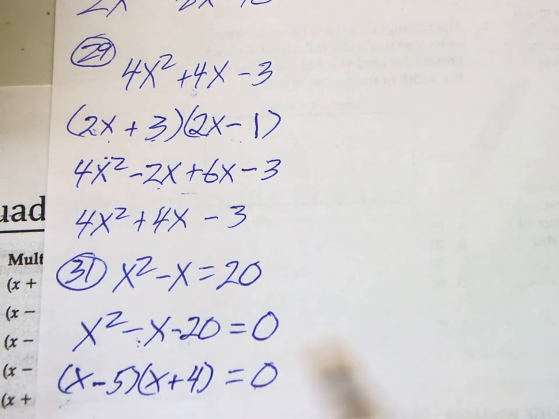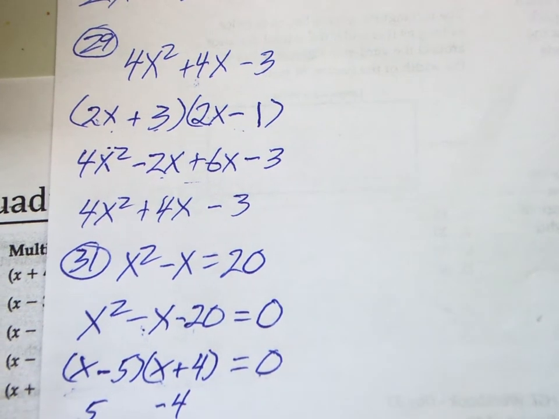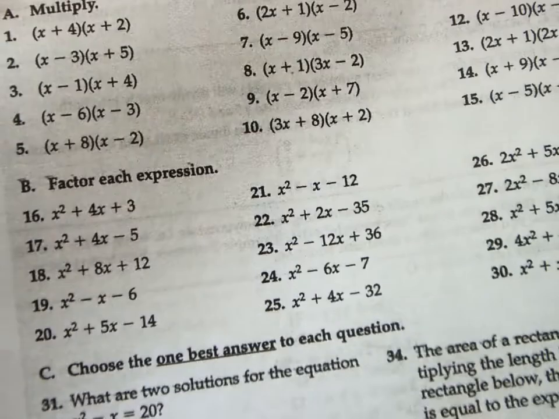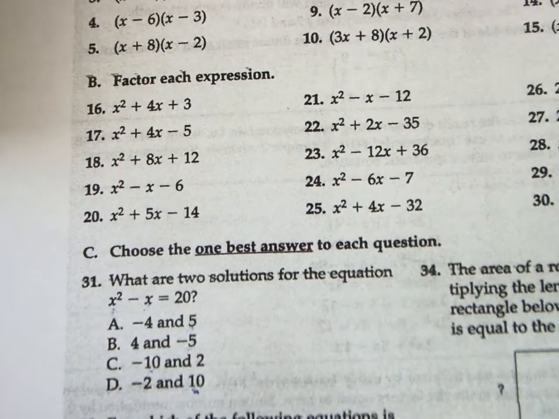When is x minus 5 equal to 0? When x is 5. When is x plus 4 equal to 0? If x is negative 4, because negative 4 plus 4 is 0. So there's your two answers. If x is 5, it's 0. If x is negative 4. And that was choice A on your multiple choice.